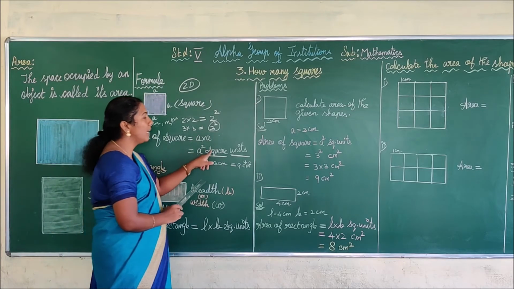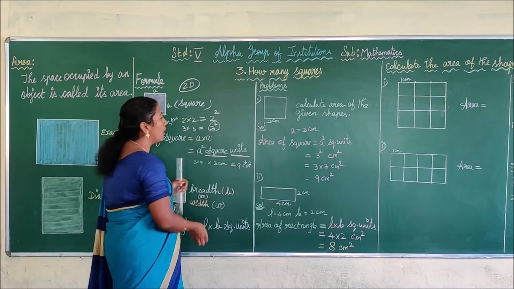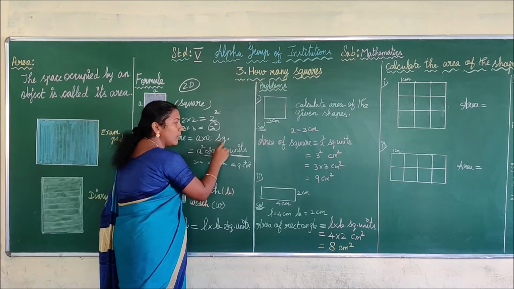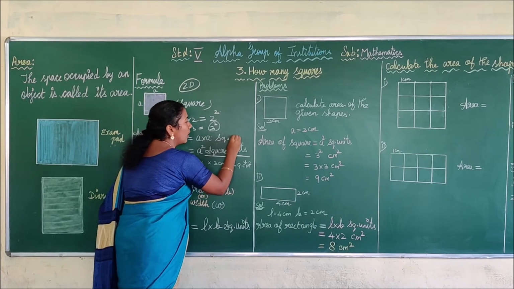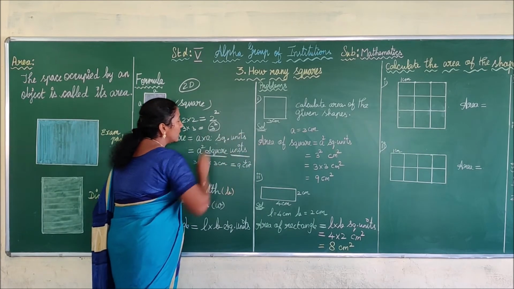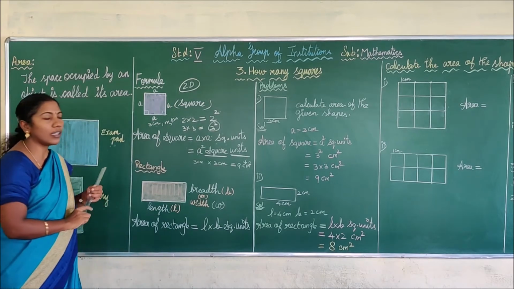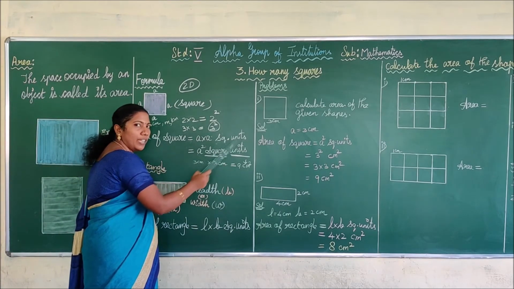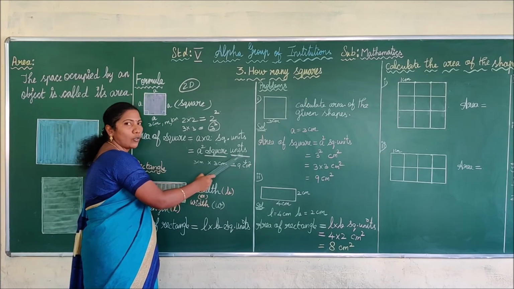Definitely you have to write square units along with this formula. You can also use the short form, that is sq. dot. It means square. Sq. dot units. Thus, what is the formula for area of square? Area of square equal to A into A square units or A square unit.